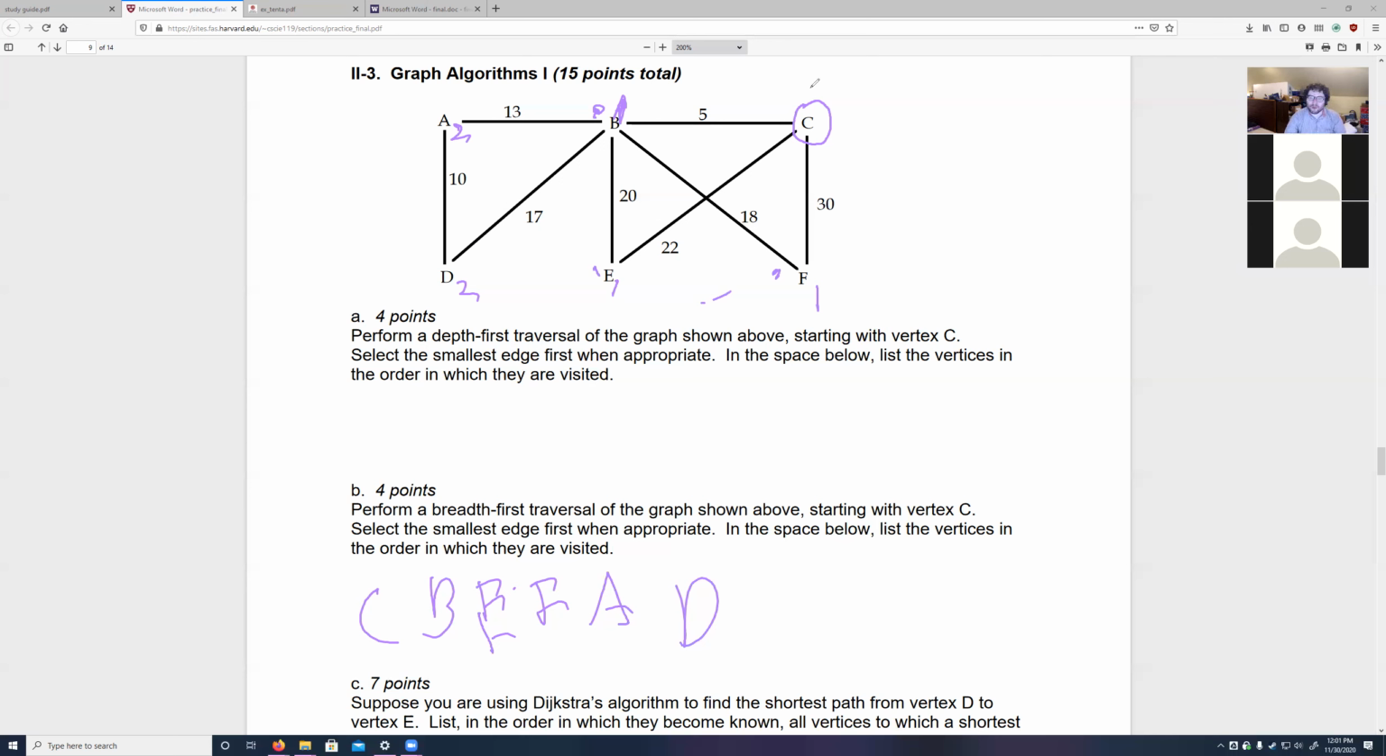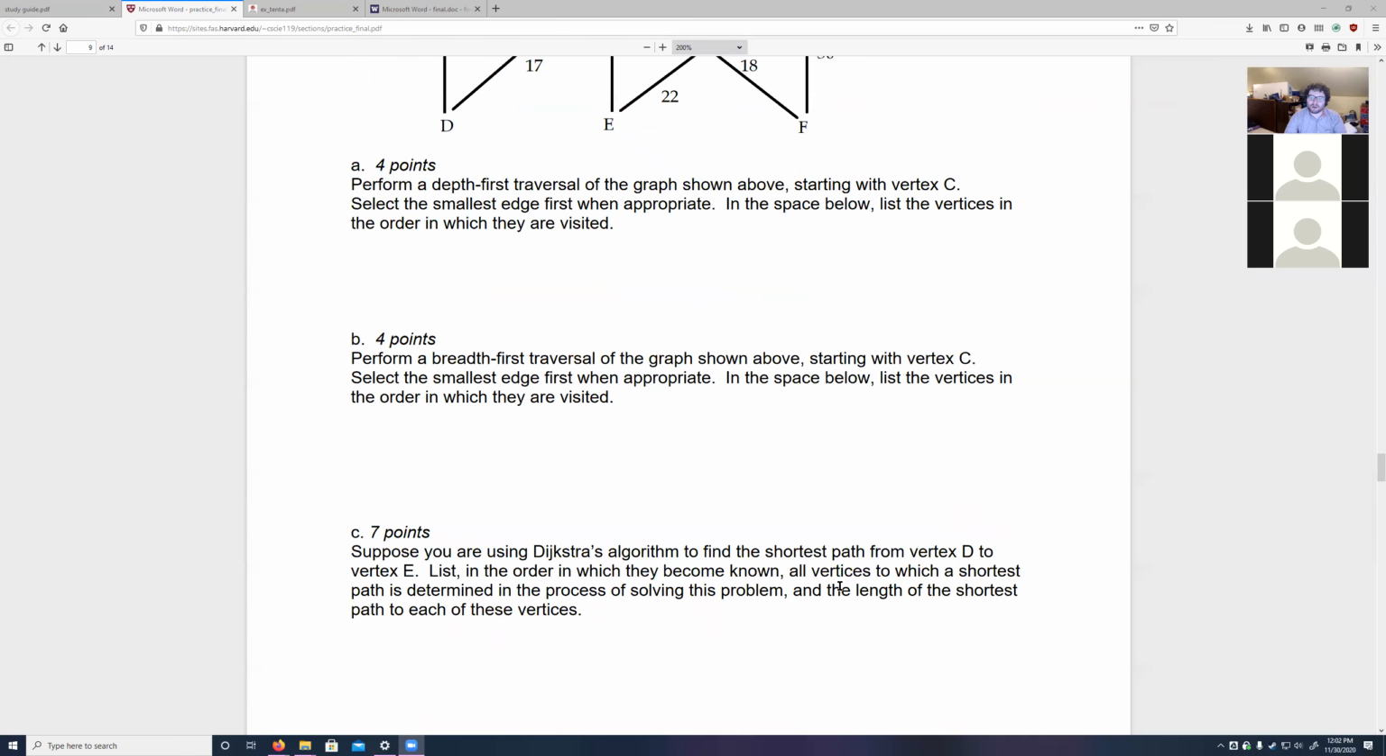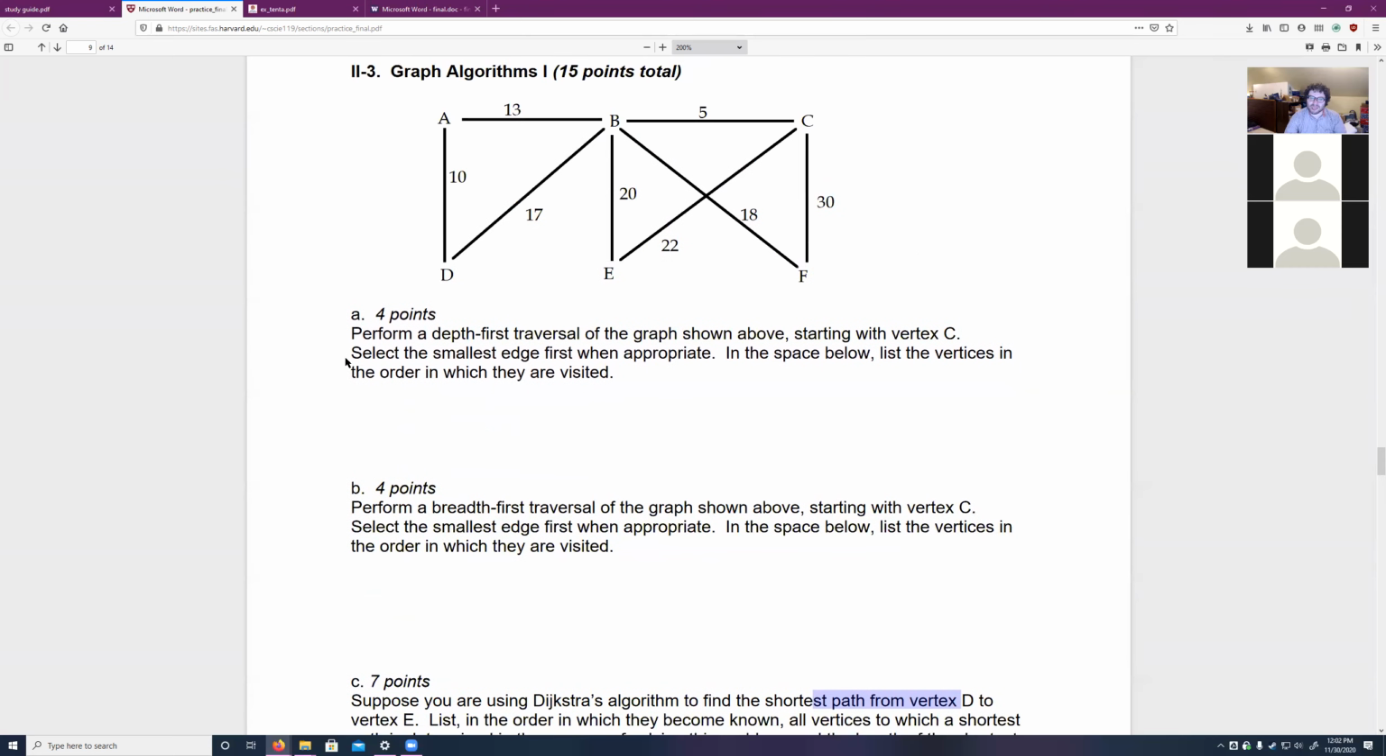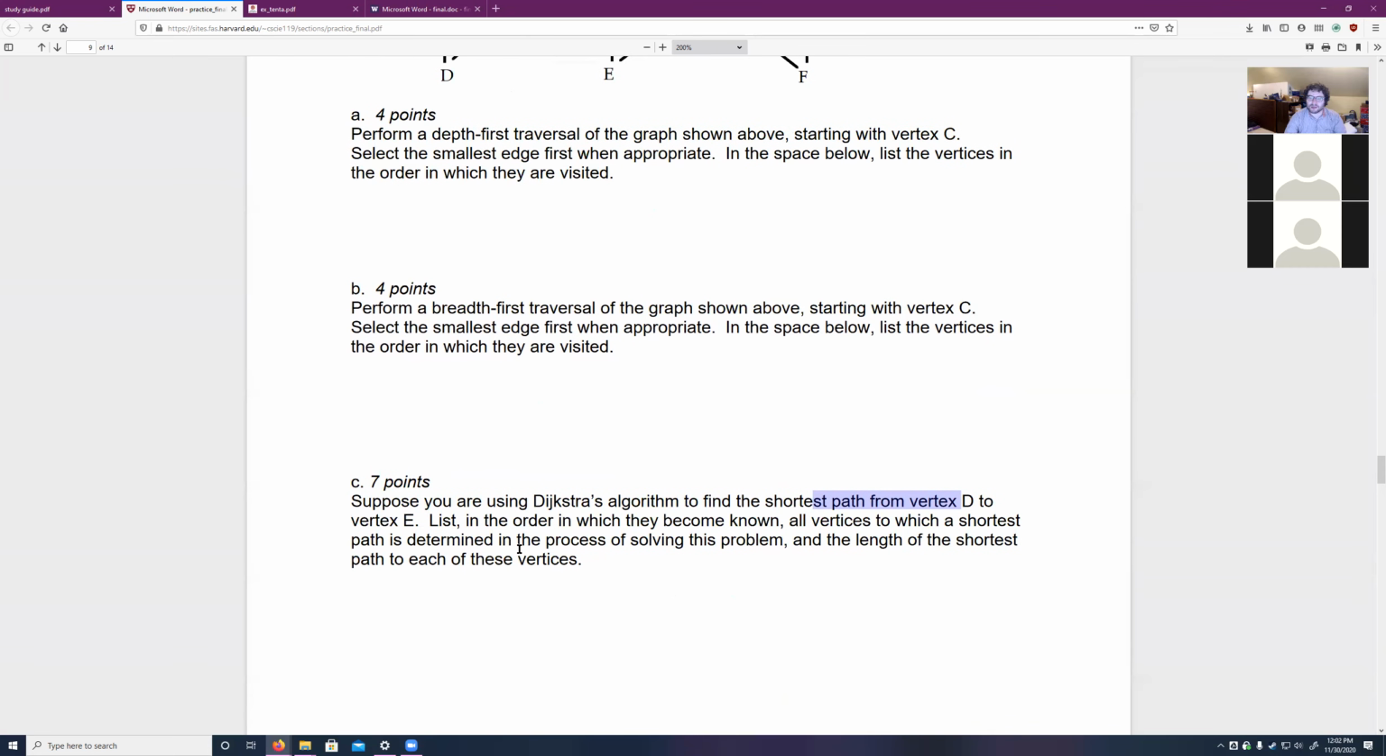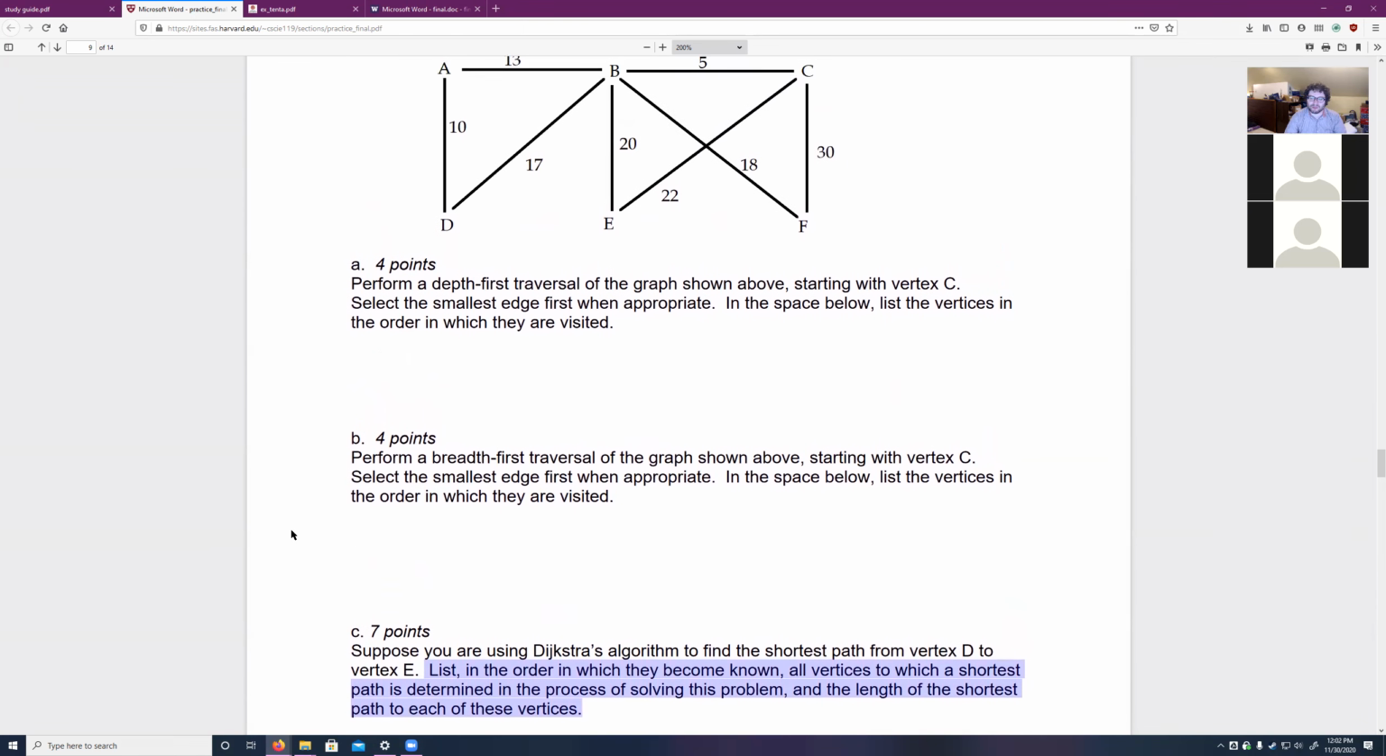I'm going to do a more formal solution to Dijkstra's algorithm, because that one does necessitate an actual formal solution. Dijkstra's is kind of like that. So we want to find the shortest path from D to E, from here to here. List in the order they become known all the vertices for which the shortest path is determined in the process of solving the problem, and the length of the shortest path.